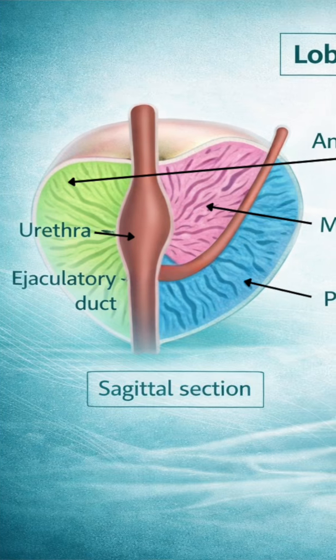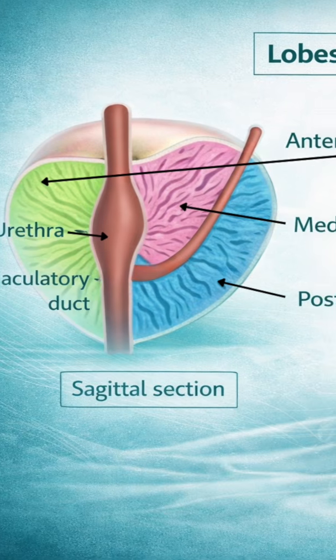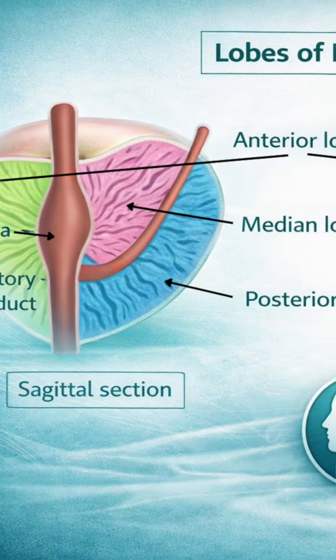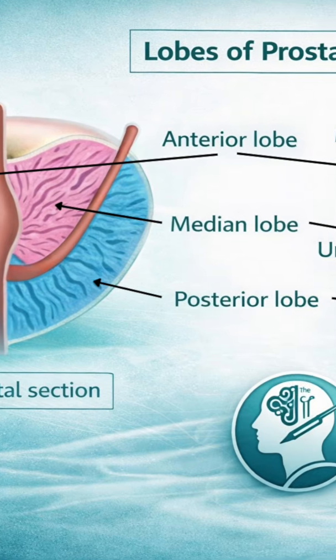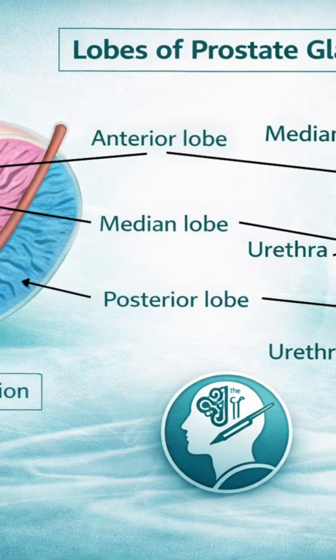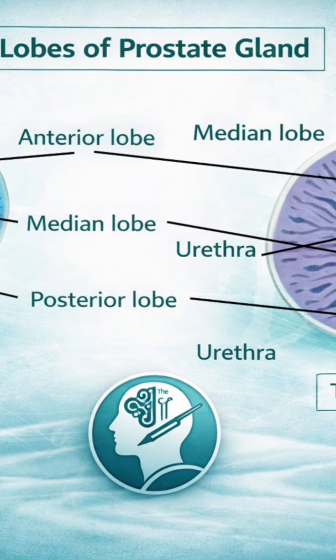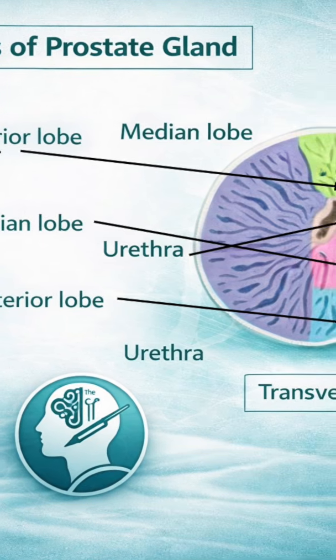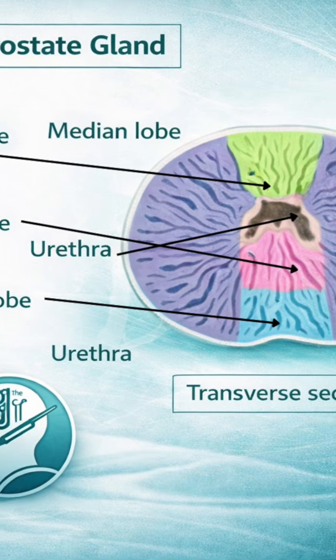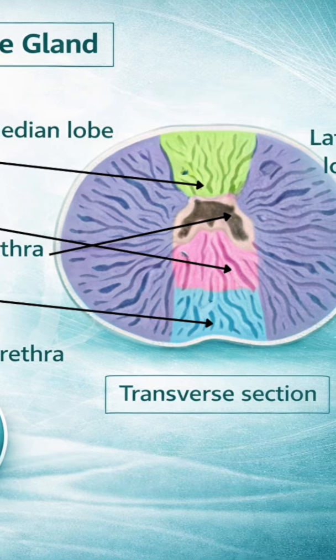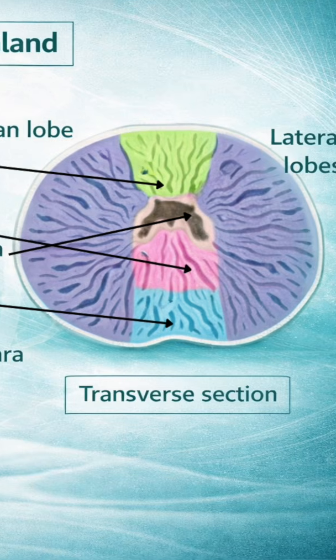How many lobes does the prostate have? The answer is 5. Anterior, posterior, median, right lateral and left lateral. 2 important points here. The posterior lobe, which lies behind the ejaculatory duct, is the most common site for carcinoma, and the median lobe, which lies between the urethra and the ejaculatory duct, is the most common site for benign prostatic hyperplasia. Functionally, today we talk of lobes as 2 lateral lobes and 1 median lobe.